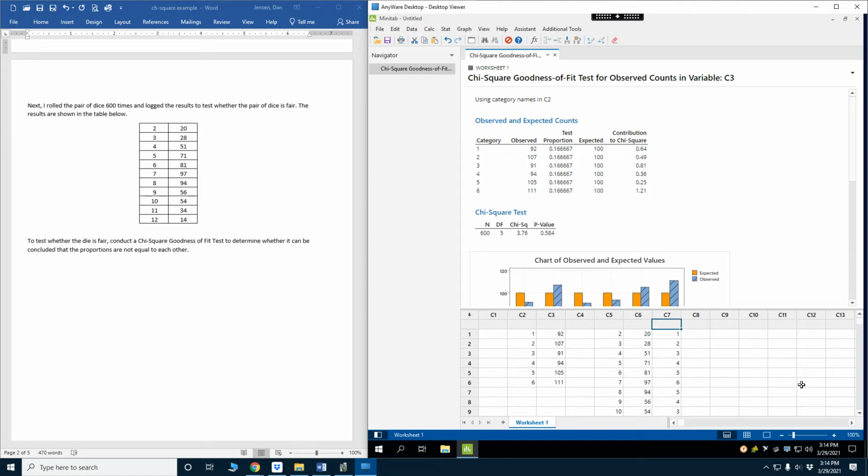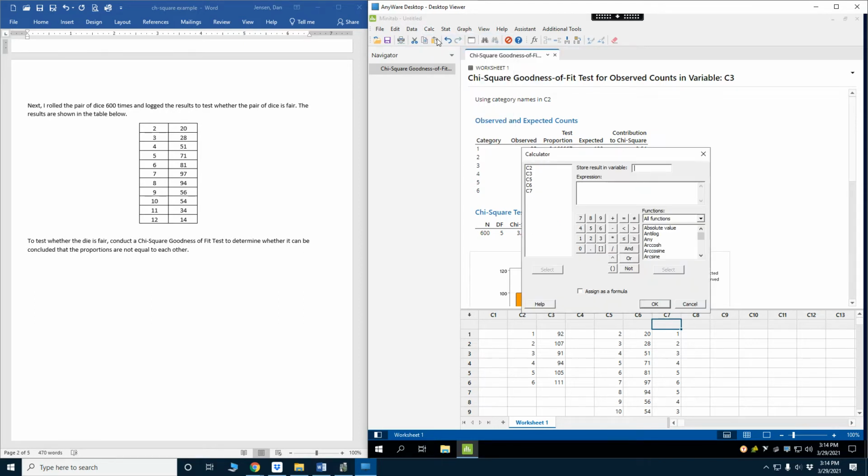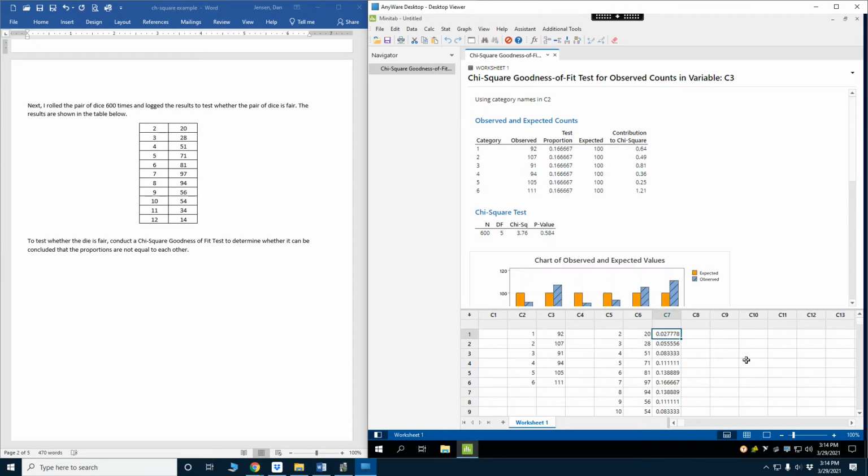Now, I need to divide everything in C7 by 36. I'm going to go to Calc and use the calculator. And what I'm going to do here in the calculator is make C7 equal to C7 divided by 36. And what this will do is divide all of the values in C7 by 36. So 1 out of 36, 2 out of 36, 3 out of 36, 4 out of 36, and so on. 6 out of 36 is my 1/6. Right. So those are those probabilities. Okay.